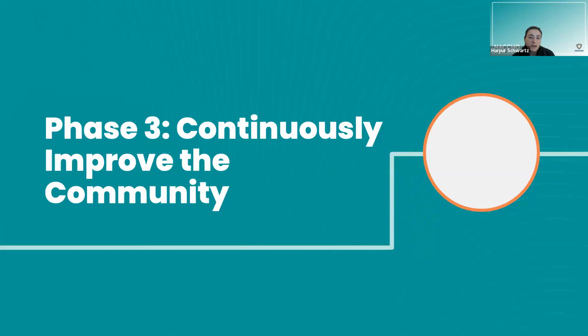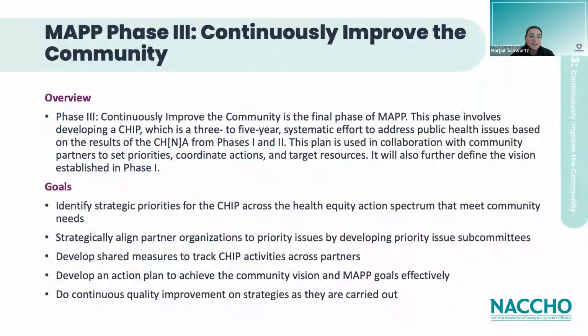Next slide, please. All right, and we are on to the final phase, phase 3. So this phase is centered on developing the Community Health Improvement Plan, or CHIP. The purpose of the CHIP is to address public health issues based on the results of the Community Health Needs Assessment from phases 1 and 2. This plan is used in collaboration with community partners to set priorities, coordinate actions, and target resources. It will also further define the vision established in phase 1.